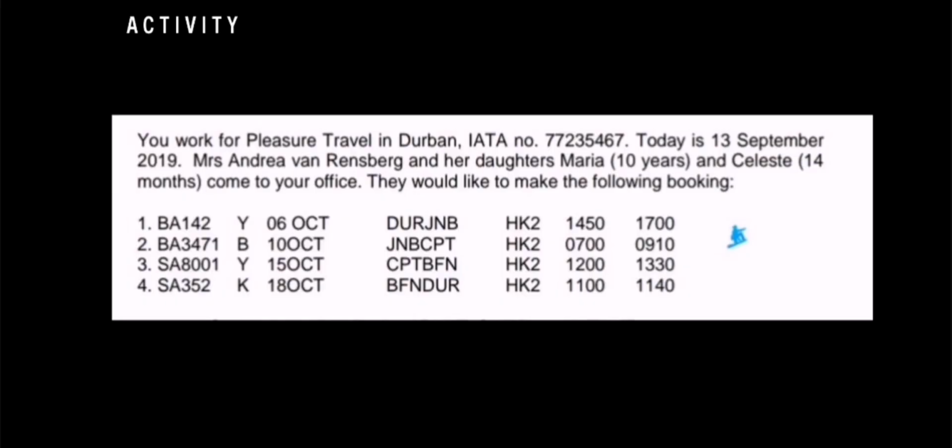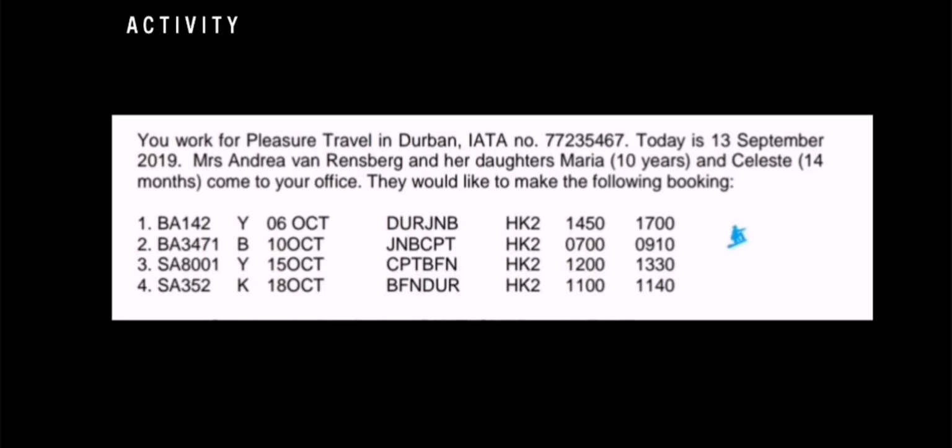So here, the first line, number one, you have your flight number, you have your class indicated as Y, you have the date 06 October, and then you have the route that you are going to be traveling on, Durban to Johannesburg. And then on the next line, you have another flight number, British Airways Class B, 10 October, Johannesburg to Cape Town. And then SAA Class Y, Cape Town, Bloemfontein, and so on.